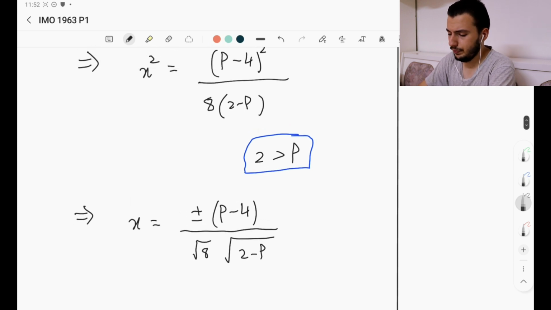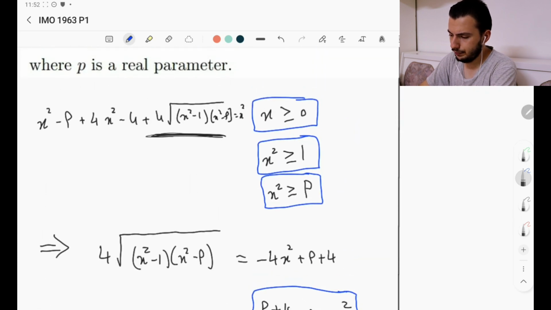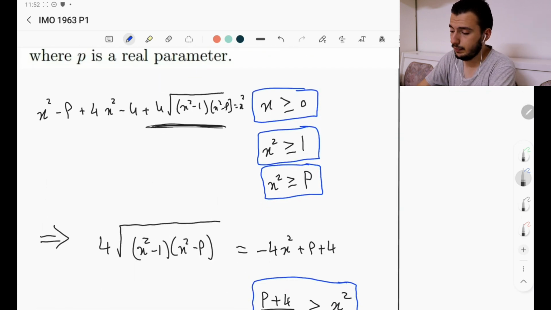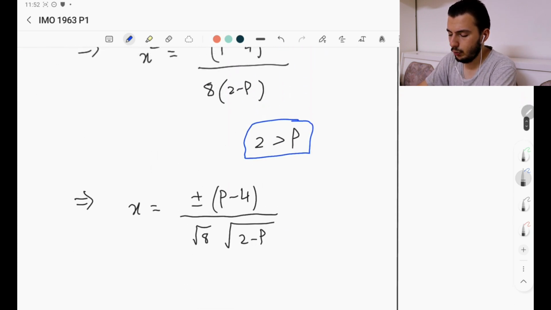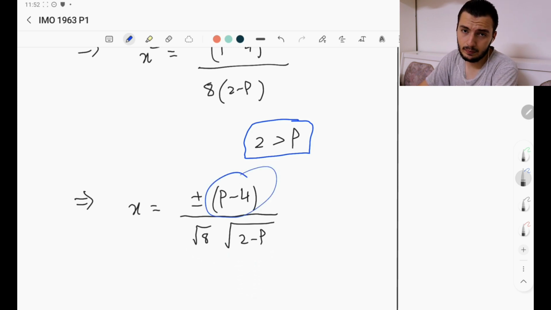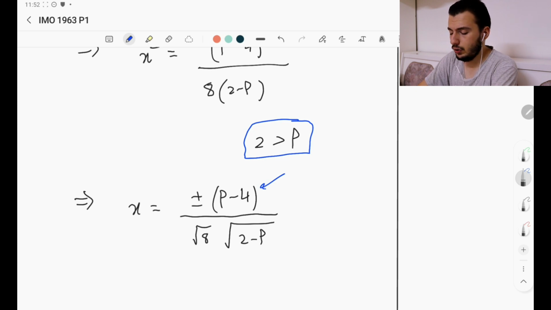So for example, now take a look at condition number 1. We know that x is positive. Condition number 1, x is positive. Is this positive? Well, the denominator is positive, okay, but the numerator, what is p minus 4? Is it positive or negative? Well, clearly it's negative, right? Because p is less than 2, so of course it's less than 4. So that means this here is negative. So in order to make it positive, we should just choose the negative solution.